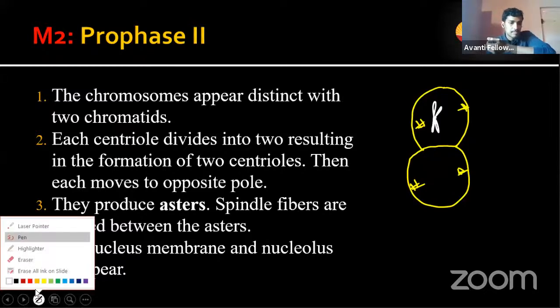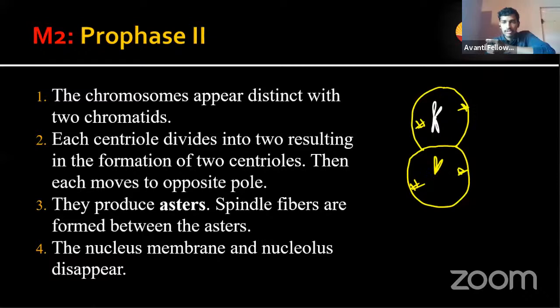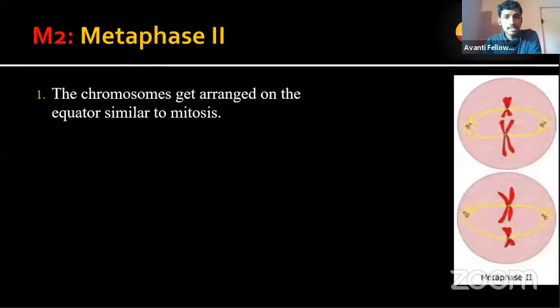But remember, there are two different things here: this one is a recombinant, and this one is a recombinant. Each one will start to divide and go to different poles, and they start to produce the asters. The nuclear membrane is already dissolving, and the nucleolus will disappear. Simple, as in metaphase. That's prophase 2. Important is metaphase 2.